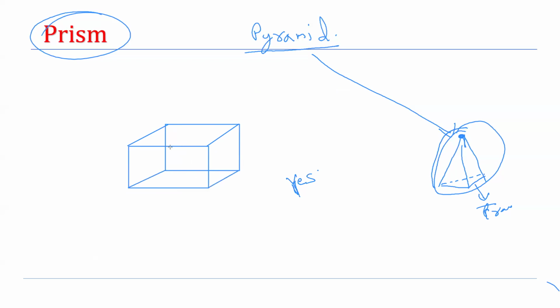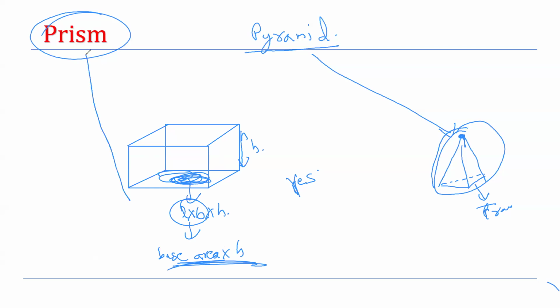So, first, what did we do in this? First, we found the base area, right? What is base area? Length into breadth, right? L into B. Next, we multiplied with height. So, length into breadth into height. So, for a prism, the volume will be base area into height. Did you understand this? Yes, sir. For any prism, the volume is base area into height.